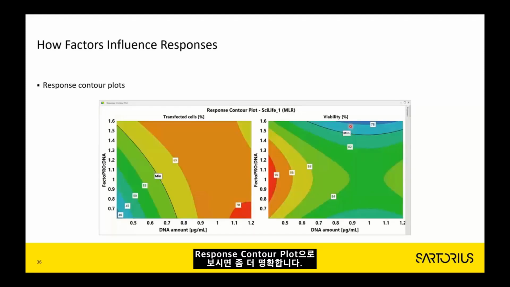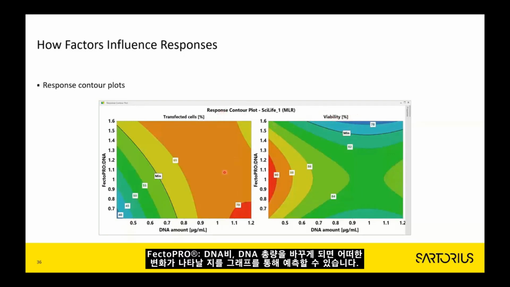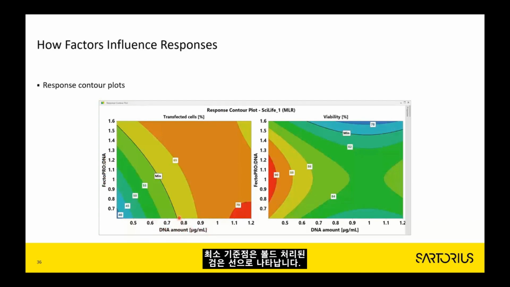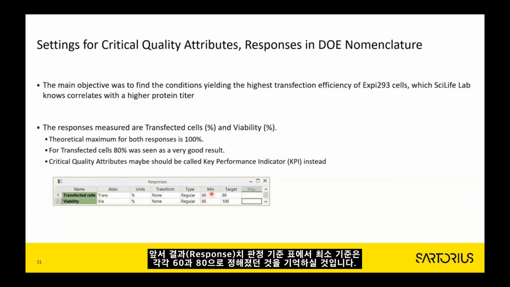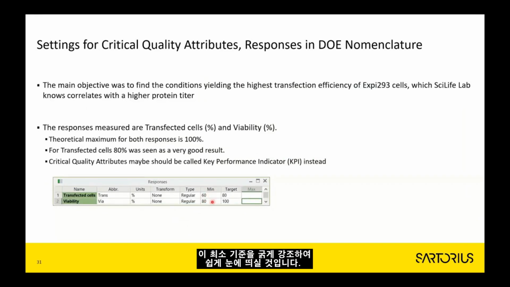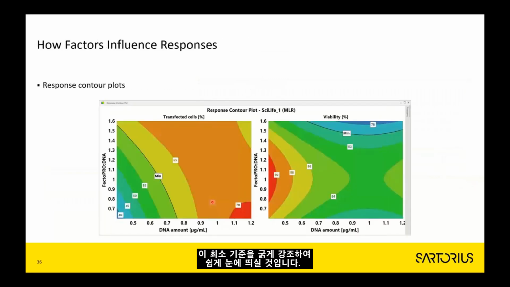It's easier to interpret what we call response contour plots. So to the left, we have the plot for transfected cells, and to the right, we have the plot for viability. And we can see how these two responses are predicted to change when we change the ratio of Effector Pro to DNA and when we change the DNA amount itself. And here we now see the minimum levels emphasized. Remember that we specified earlier on that transfected cells should be above 60 and viability above 80. And these lines are then emphasized by a slightly thicker line thickness.